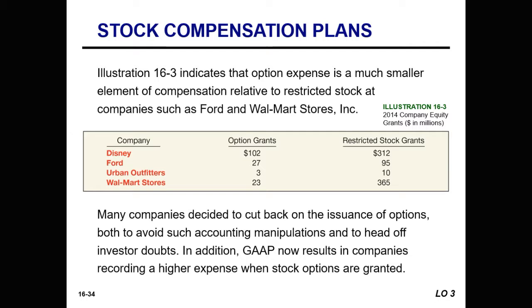Because of the manipulations to achieve a higher sales price, stock options themselves have really come under fire. One of the things that companies have decided to do instead is cut that back and start issuing restricted stock. We'll talk about that a little bit more in depth later. Just know that we're seeing that between the manipulation possibilities and the new GAAP guidance that requires companies to record a higher expense when the options are actually granted, not necessarily exercised, companies are moving away from issuing as many options. They are transitioning more towards using restricted stock grants.